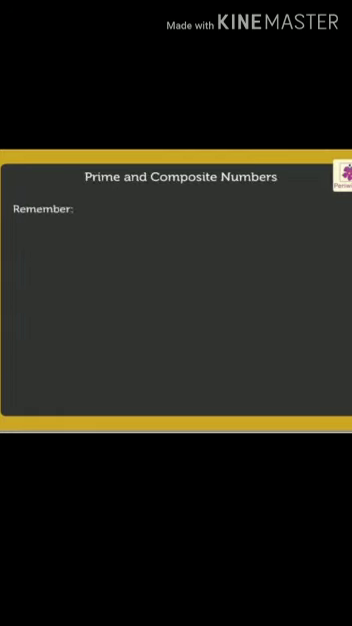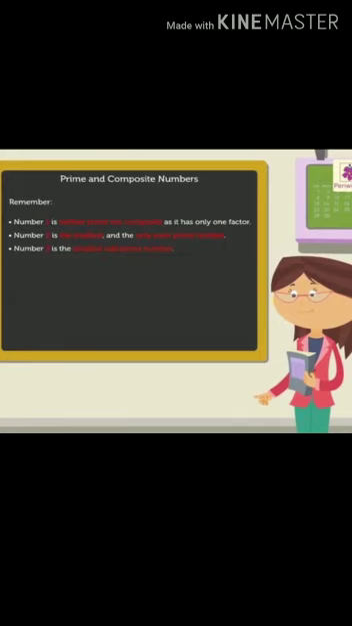Remember these points. 1 is neither prime nor composite, as it has only one factor. 2 is the smallest and the only even prime number. 3 is the smallest odd prime number. Now, why don't you list all the prime and composite numbers from 1 to 100?